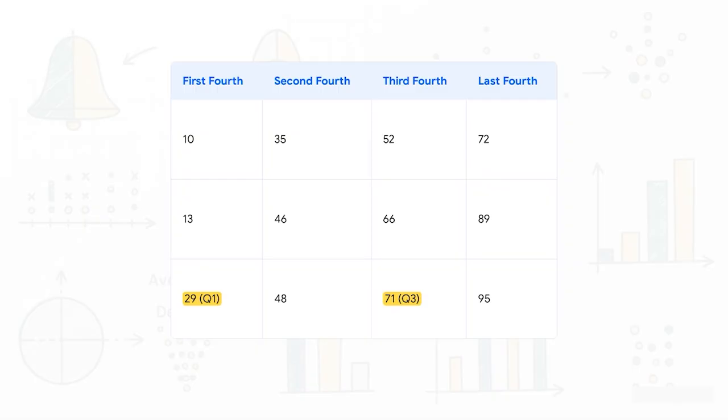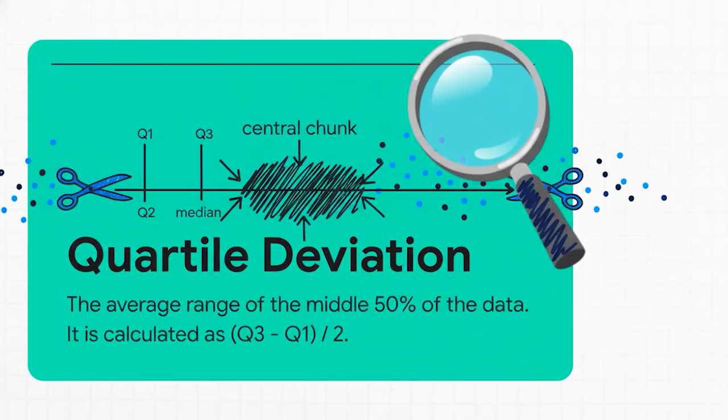So here's what we do. First, we take all those student scores and line them up from lowest to highest. Then we chop that data into 4 equal parts. We call these quartiles. Now, here's the clever part. We're going to completely ignore the bottom 25% and the top 25% of the scores. Instead, we'll just focus on the boundaries of that middle half, Q1 and Q3. And this idea is the key to our next measure, which is called quartile deviation.